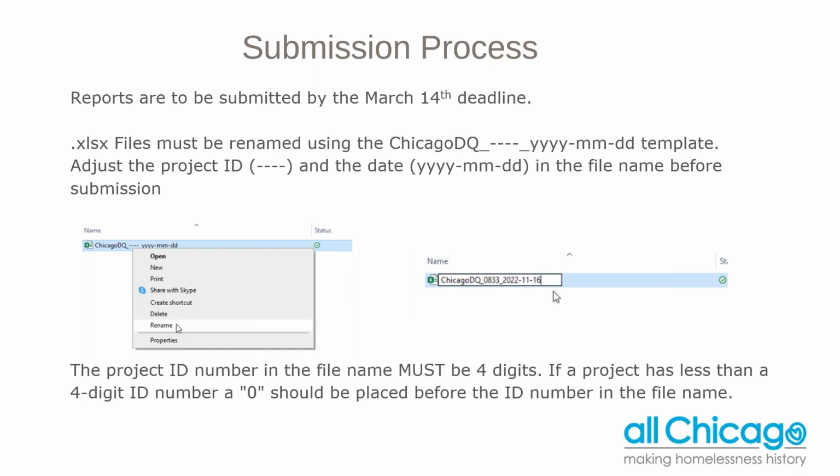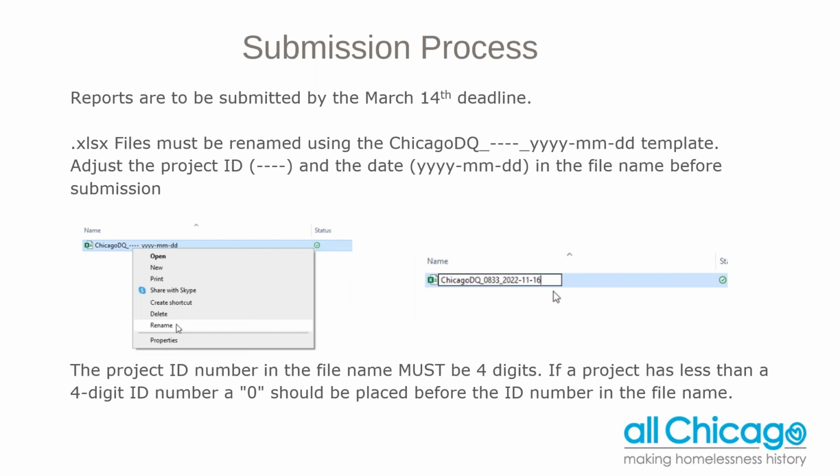Excel files must be renamed using the Chicago DQ_year month date template. So for the dashes, you're going to replace that with the project ID number. And then for the year month date, you're going to replace that with the date that you're submitting the report.